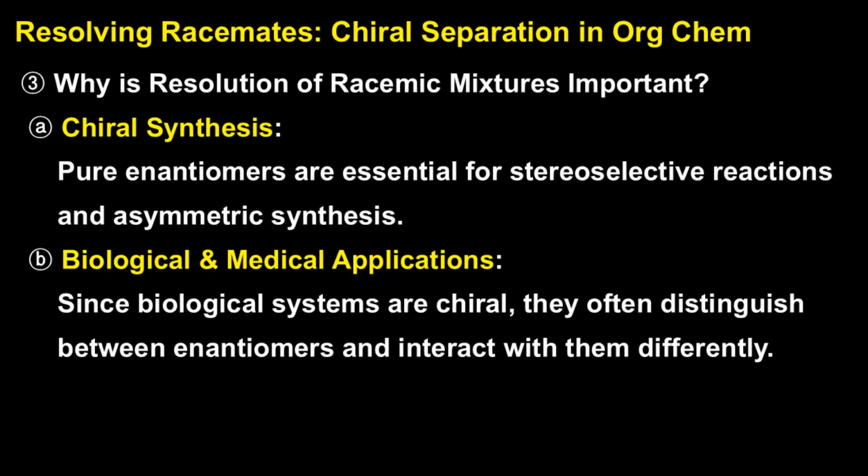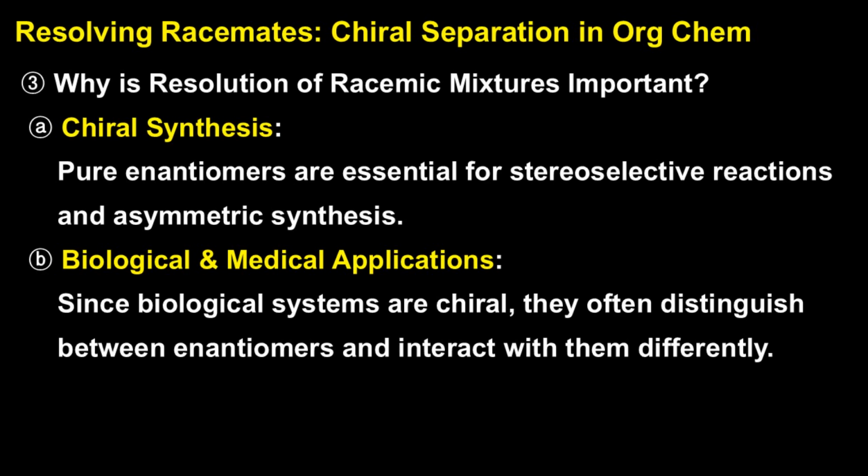Now that we've got a handle on racemic mixtures, let's talk about why separating them is so important. In chiral synthesis, having pure enantiomers is key for stereoselective reactions and asymmetric synthesis. A lot of reactions need a single enantiomer to get the right outcome, especially when designing drugs or creating specialized materials.